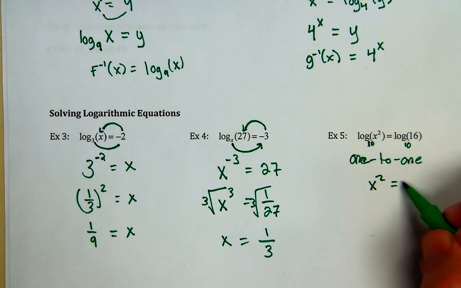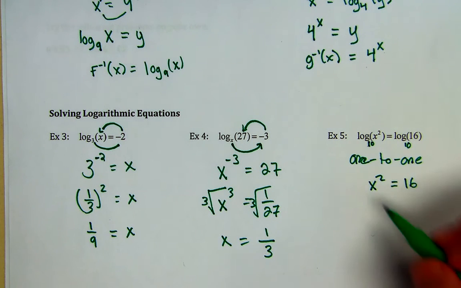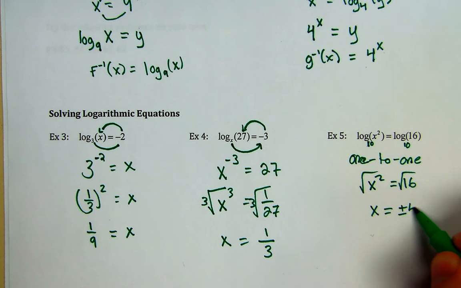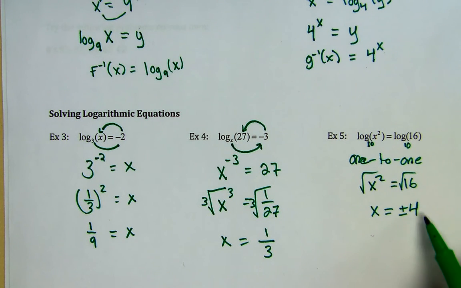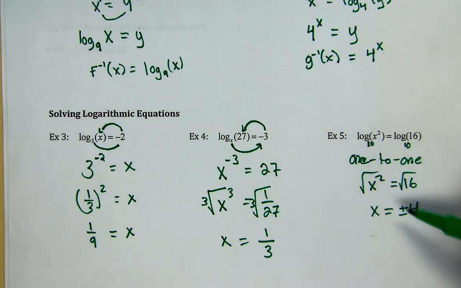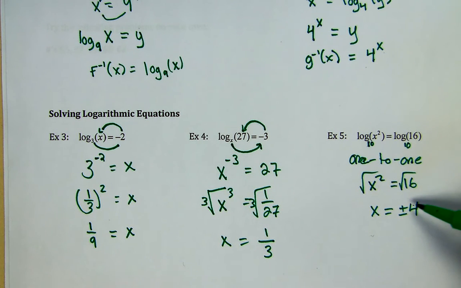So x squared equals 16. Now I can solve this problem. I can take the square root of both sides. I get x equals plus or minus 4. Now in this case, we can have both these answers. You always have to check though. If I put positive 4 in here, I end up getting 16. If I put negative 4 in here, I still get 16. But if this was not x squared, if it was just x, I could not use negative 4 as an answer because I cannot have a negative log.